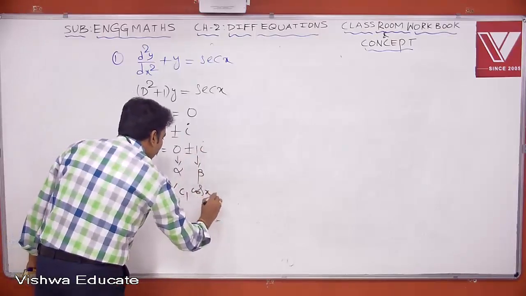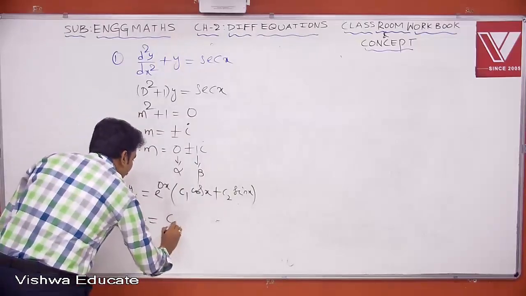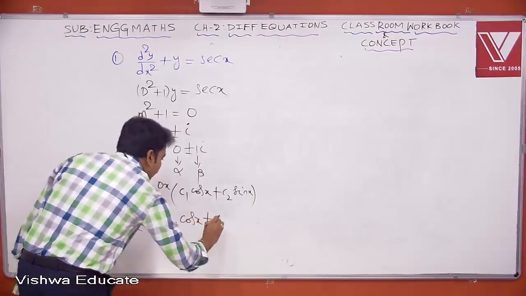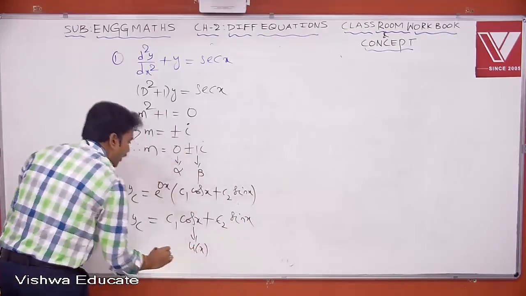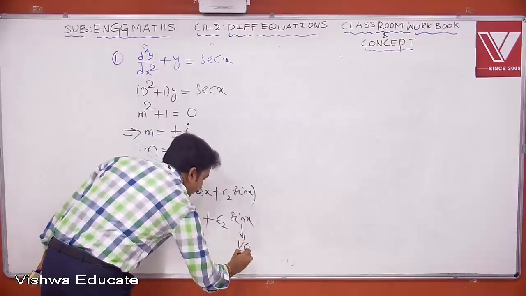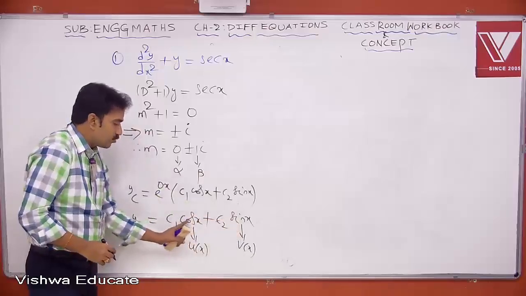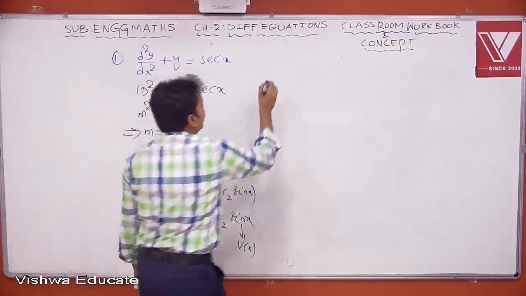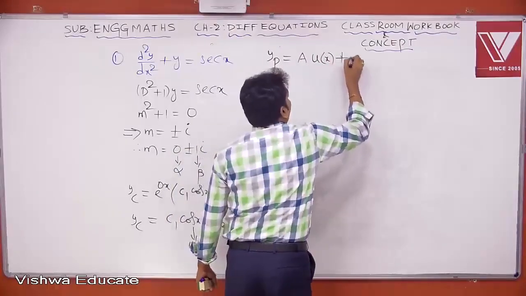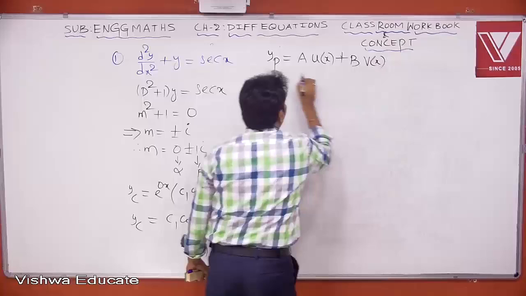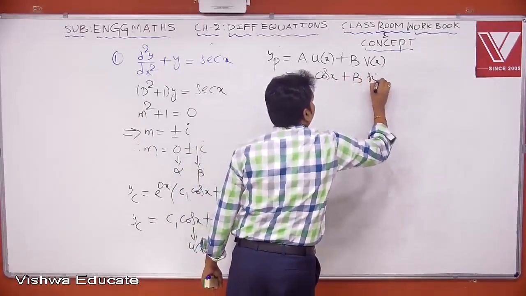So therefore yc equal to c1 cos x plus c2 sin x. Here u of x is cos x, and v of x is sin x. These two things I use in yp. So in this case yp equal to a into u of x plus b into v of x. So this is a times cos x, b times sin x.